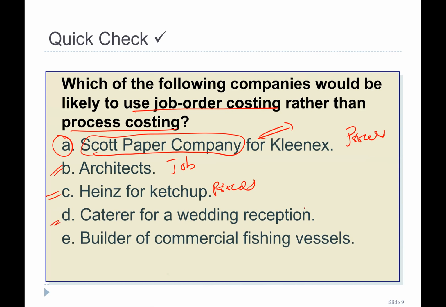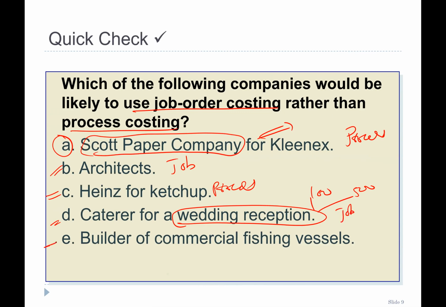I think also process. No, every wedding is different. One wedding, 100 guests, other wedding, 500 guests, right? Plus the environment is different, right? Dishes are different. You need to serve 1 dish, 2 dishes, 3 dishes, 4 dishes, right? So that belongs to job order costing.